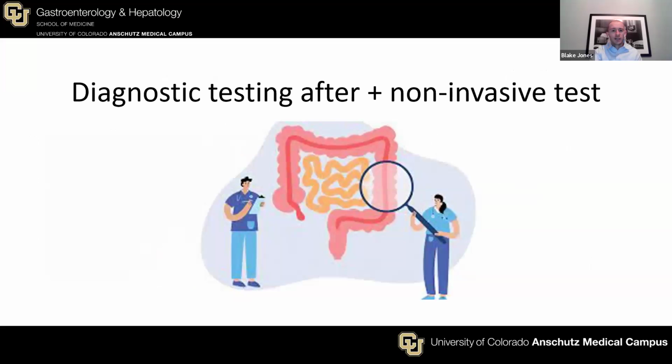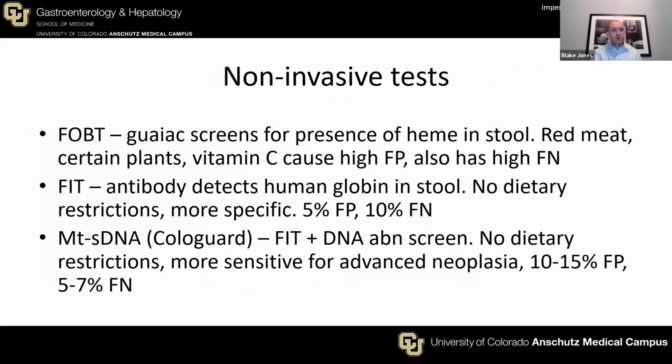All right, moving on. Next, we'll talk about the follow-up after non-invasive diagnostic testing. So just to review, what are the most commonly used non-invasive tests in this country? I'm pretty much just focusing on stool tests here. Years ago, FOBT was it. That's just a guaiac screen for the presence of heme in stool. It's not human specific. So if you eat a lot of red meat or certain plants, or vitamin C supplements, those will all cause false positives. And also it has a very high false negative rate. So really no one recommends using FOBT anymore for screening.